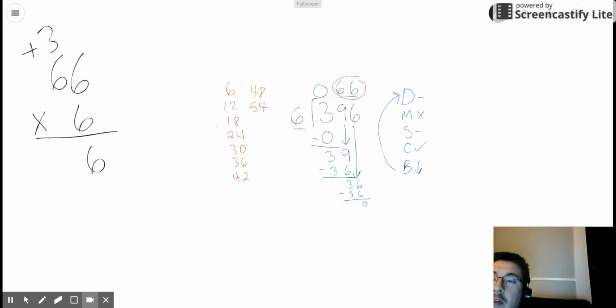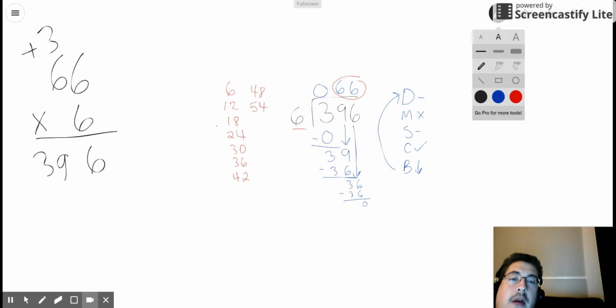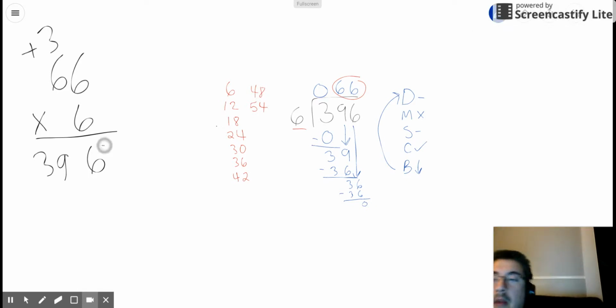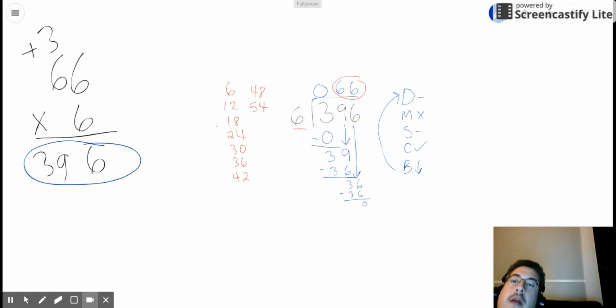It's going to remind me to add that 3. Now I need to multiply 6 by the 6 in the tens place, which is 36. Add 3 to that, and I get 39. And so here's where I check to see if I did my problem right by comparing the product of the quotient and divisor to the dividend in my division problem. So the dividend in my division problem is 396. The product of the quotient and the divisor is 396. And so since they match, we're in business. We did it correctly.